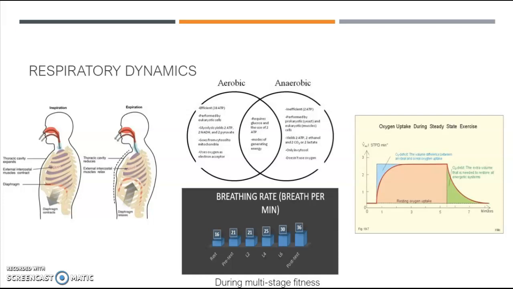Finally, tidal volume is the volume of air that moves into and out of the lungs during each ventilation cycle. Tidal volume and breathing rate put together make up ventilation. So if one of these is changed, then it affects the overall ventilation.